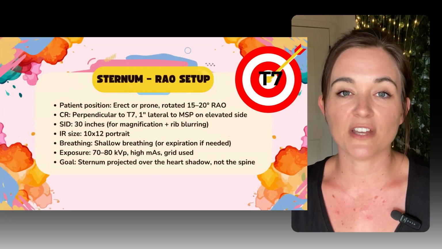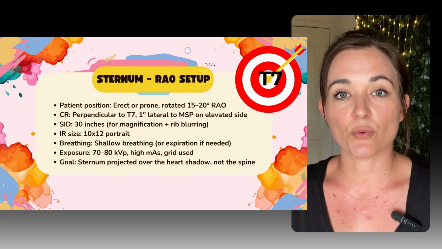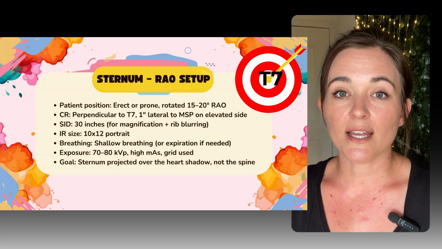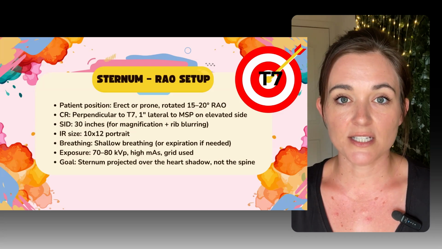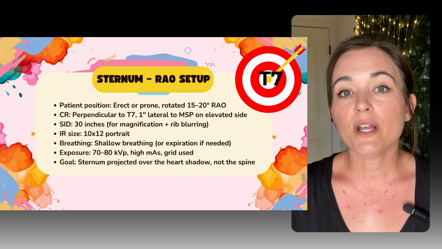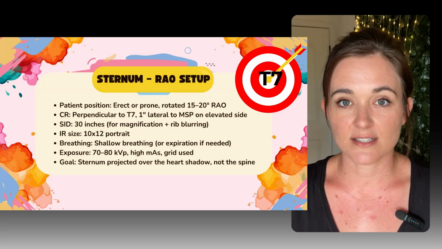Let's dive in. Let's start with the RAO sternum, the classic projection that projects the sternum over the heart shadow to avoid the spine. Here's how you set it up. The patient is erect or prone, facing the image receptor. Rotate the patient 15 to 20 degrees into a right anterior oblique. The CR is perpendicular to T7, which is about 1 inch lateral to the MSP on the elevated side.